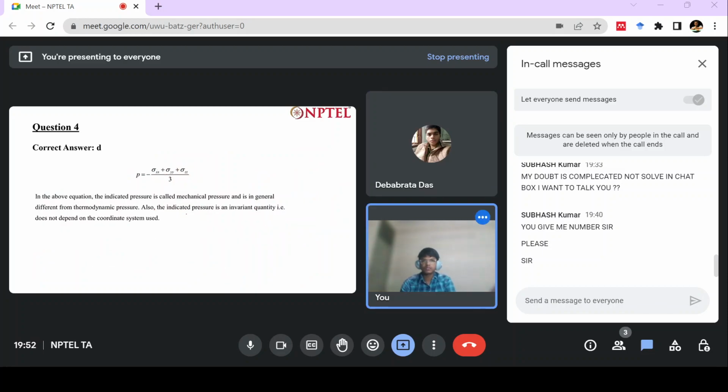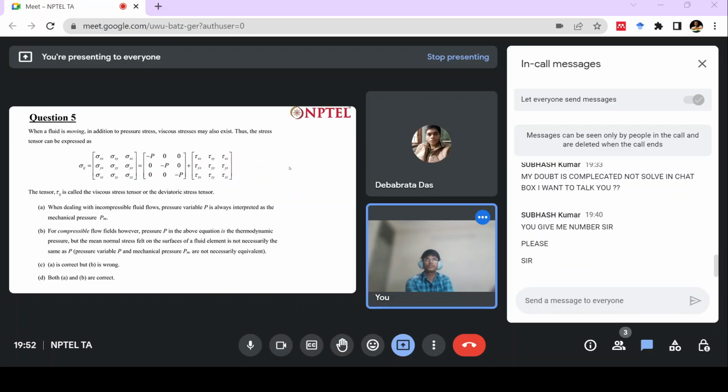So the correct answer is D, as we discussed. This is basically the definition of your mechanical pressure. We can write this as P_M, because we will use P for both thermodynamic and mechanical pressure. So mechanical we can simply differentiate by writing a subscript M. Okay, we'll move to the next question.